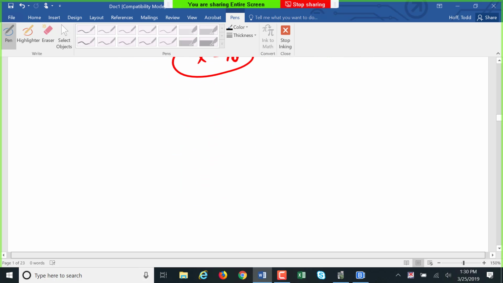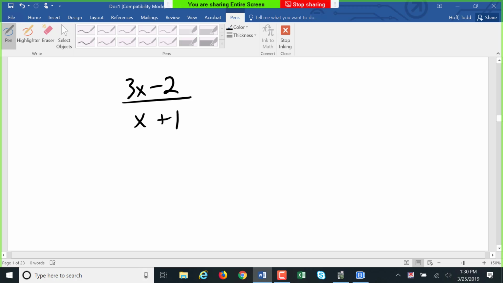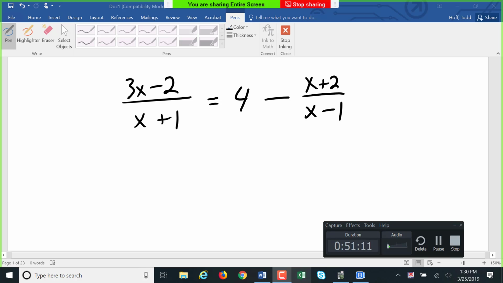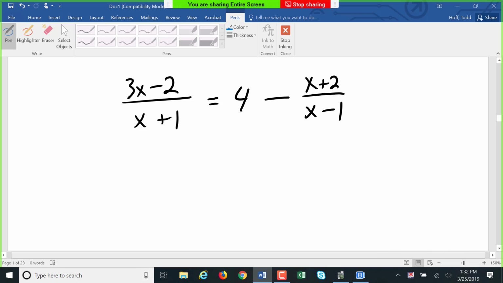Well, time for one for you guys to play with. Give that one a shot. I'll give you about 3 minutes. So the common denominator here is going to be found by multiplying x plus 1 with x minus 1, which of course is just x squared minus 1.